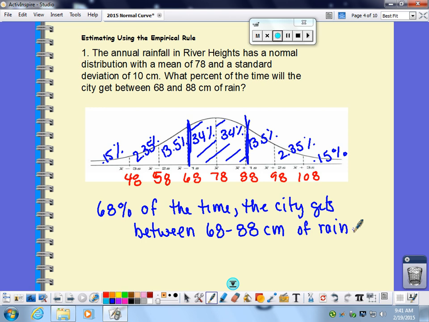Now you have to memorize those numbers, okay? I will show you how to use a calculator in class, but right now, like I said, we need to memorize those numbers. They will not be given to you on the SOL.